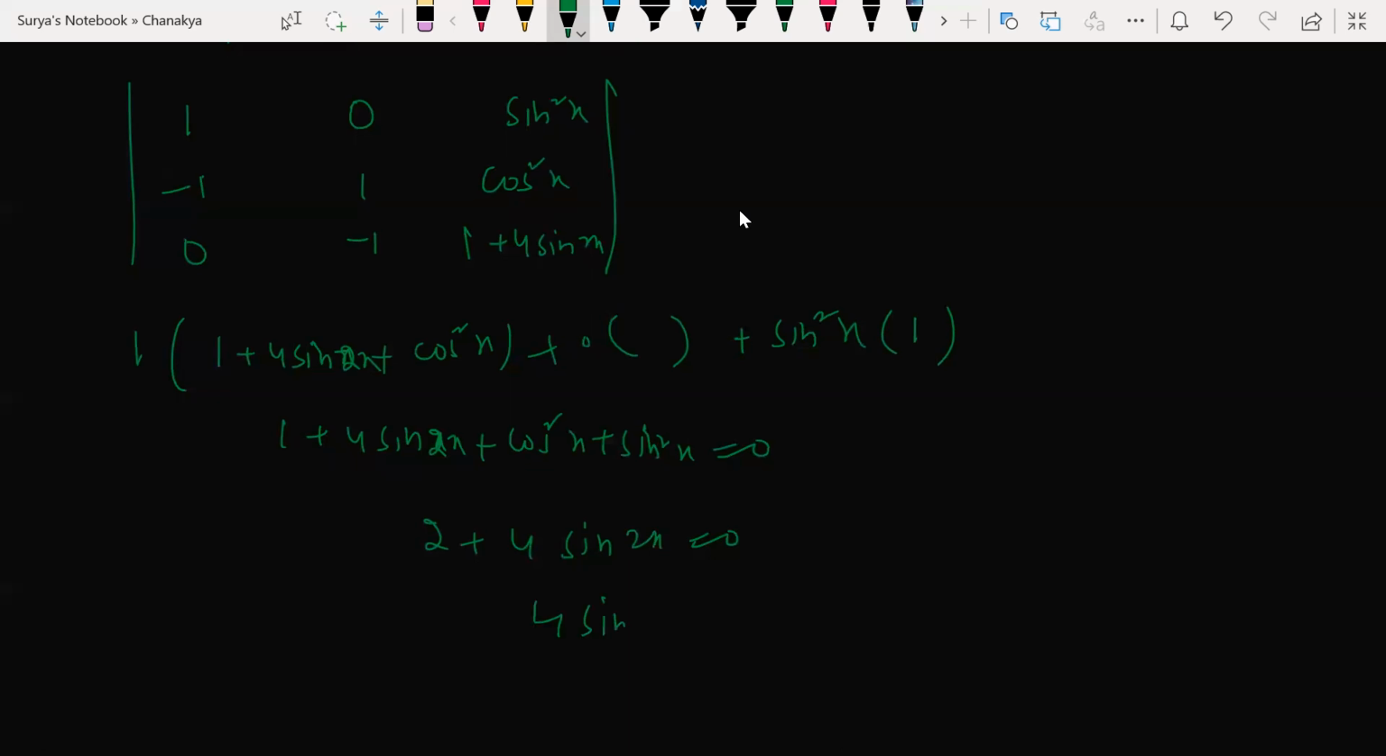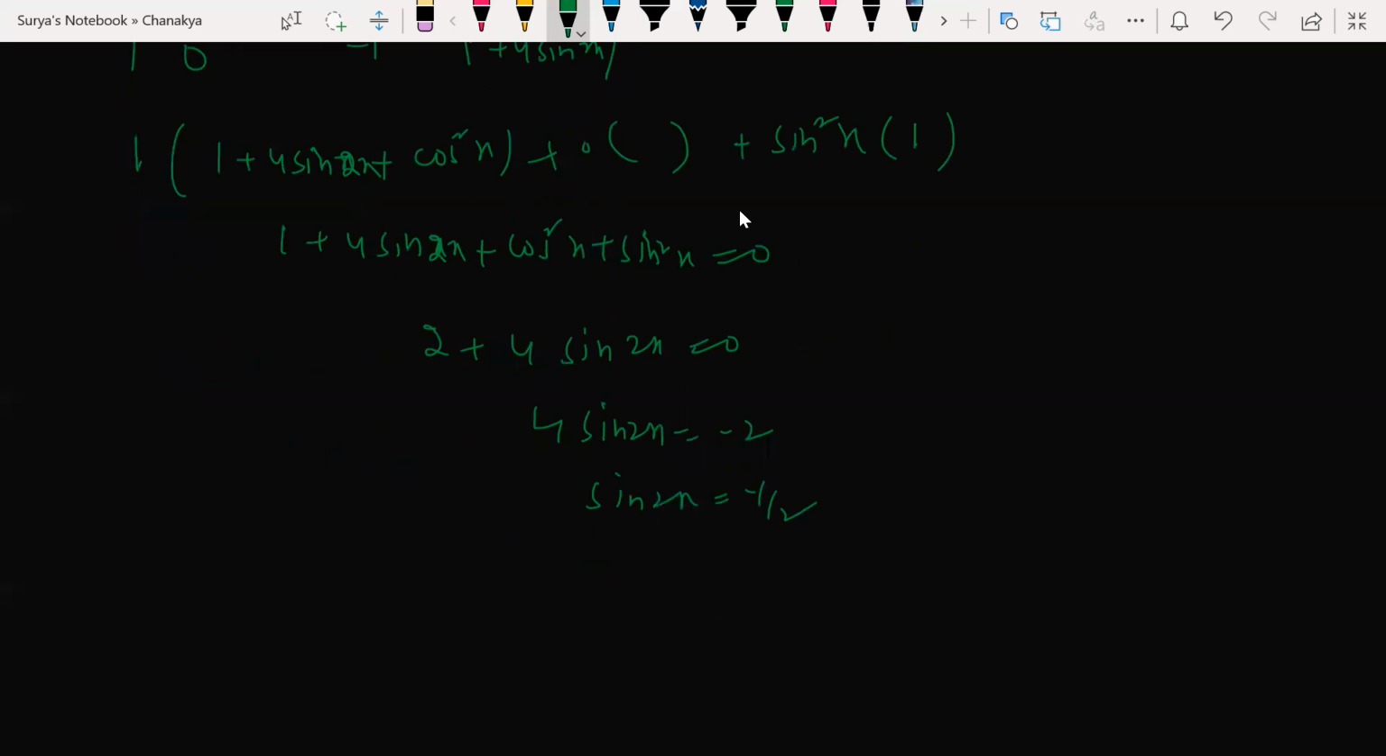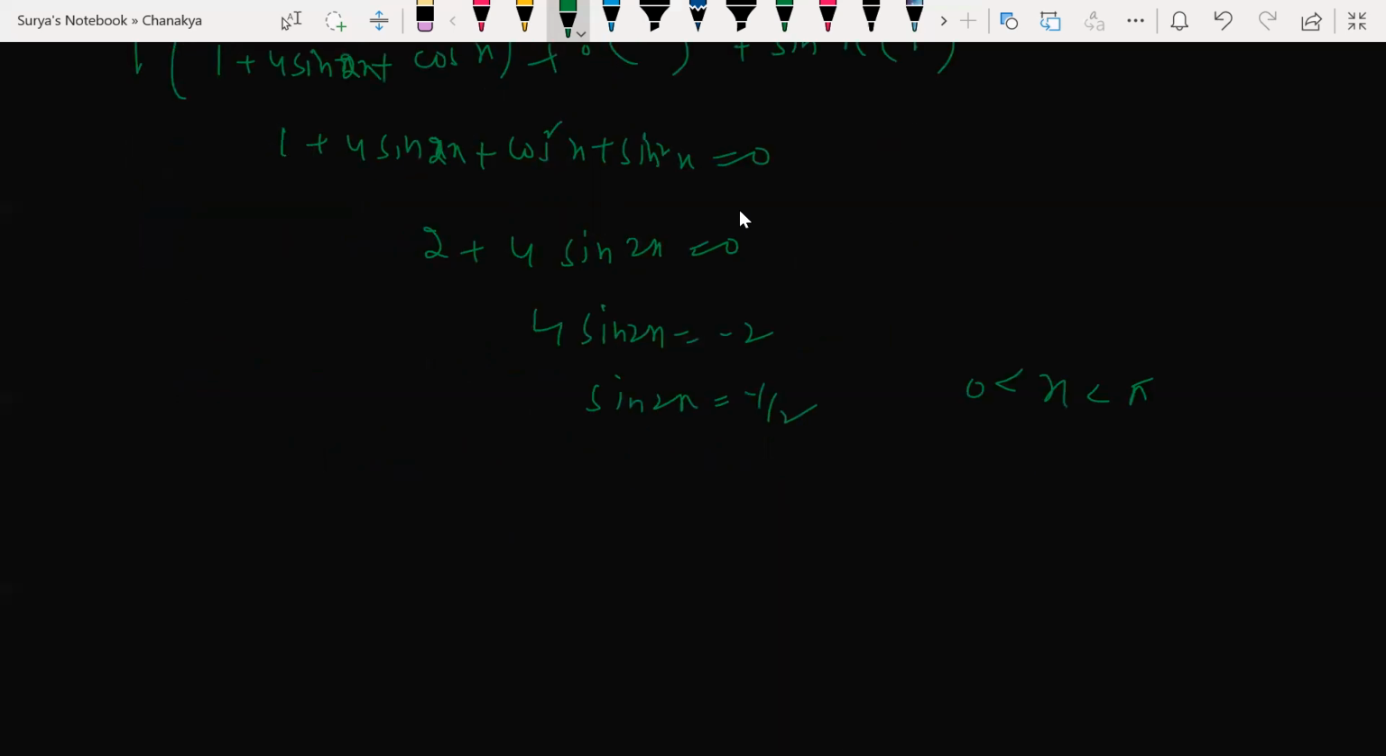Now look at this: 4 sine 2x is equal to minus 2. Sine 2x is equal to minus 1 by 2, correct? So our solution, our x value, look at this, x value lies between 0 and pi. So sine 2x is minus 1 by 2; minus 1 by 2 can be written as what? 7 pi by 6, or sine 11 pi by 6. For minus, you will get only these two values.